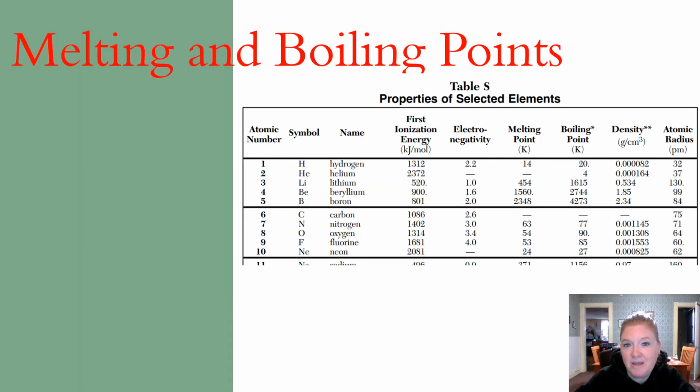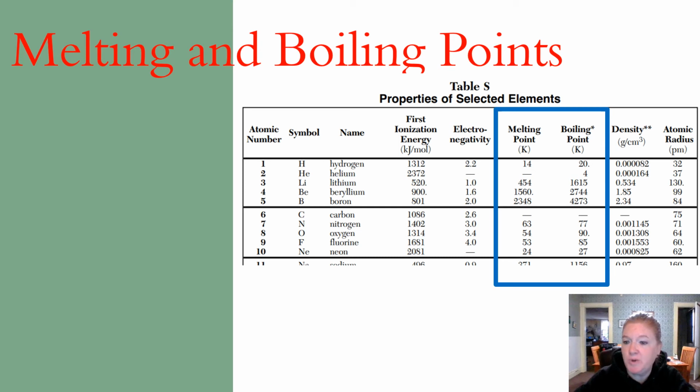Okay, now let's look at melting and boiling point. So again, these values are on table S. Notice that we use Kelvin, and again, we use Kelvin so we don't have to worry about negatives. It's a real simple conversion from Celsius to Kelvin. You just add 273. Melting, remember, is going from a solid to a liquid, so it's at that temperature.